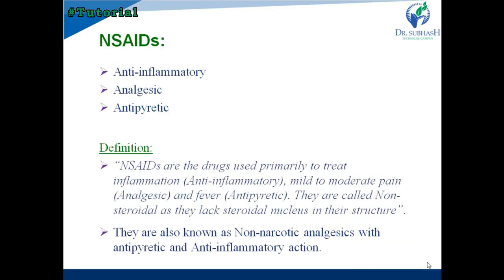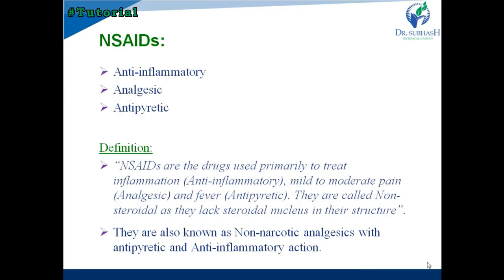Other than anti-inflammatory action, NSAIDs have two other major actions, and those are analgesic and antipyretic. Analgesic means pain-removing action, and antipyretic means used in pyrexia, meaning used in fever. NSAIDs lower our body temperature in fever. That's why they also have an action as an antipyretic.